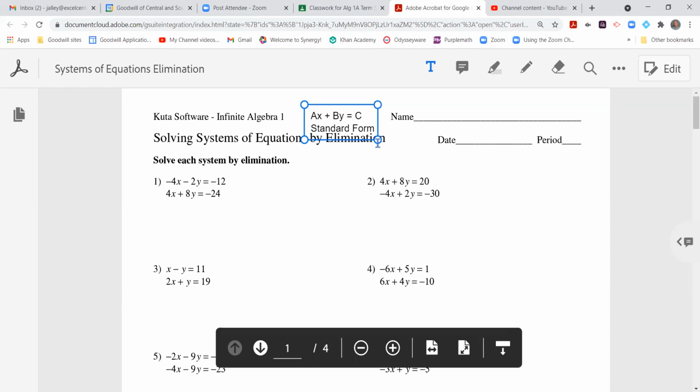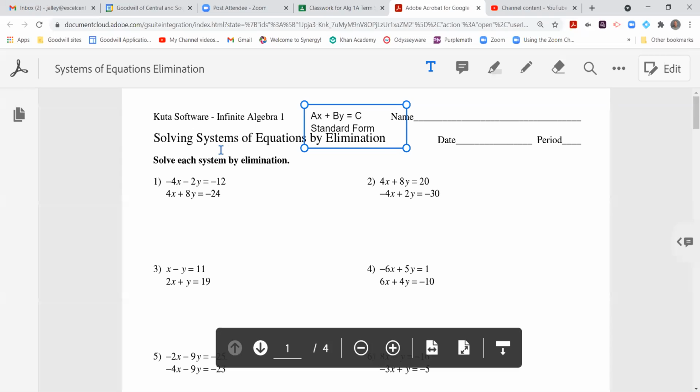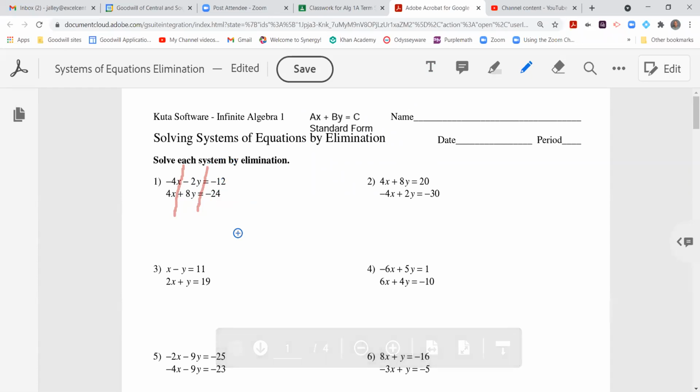The deal with standard form is it allows us to stack these problems up like addition or subtraction problems. We can line up the terms in columns like this first one here. Our X's are all in that column, the Y terms are in the next column, and you have these totals out here to the right. As long as we're in standard form, we can do that.